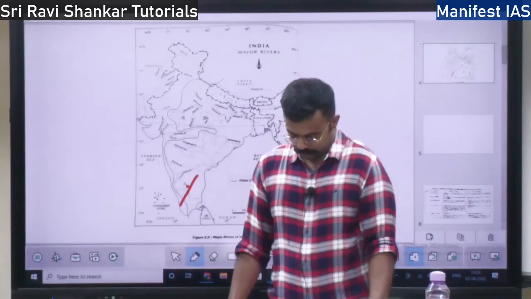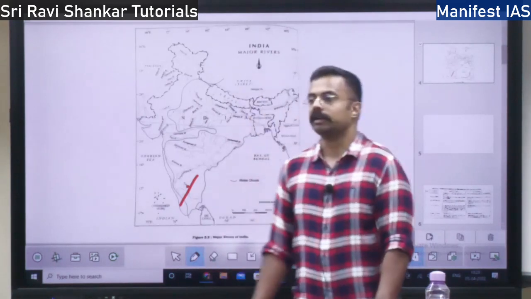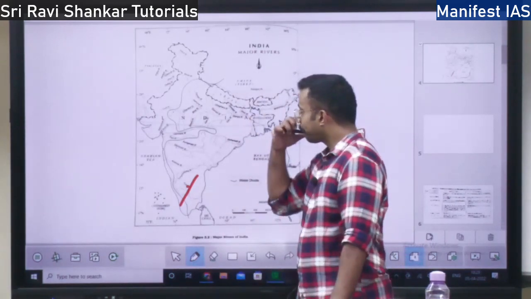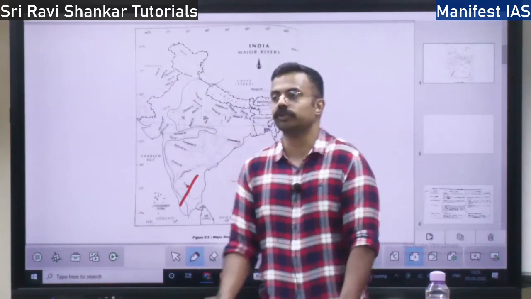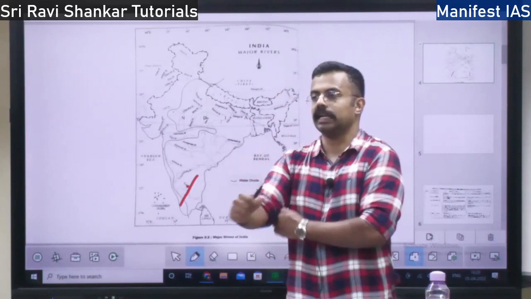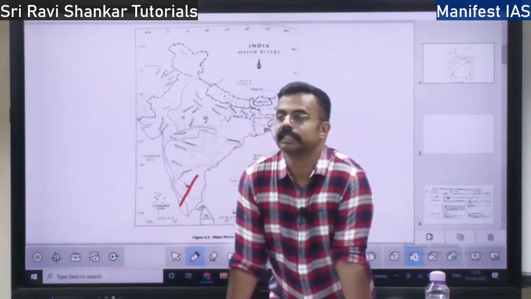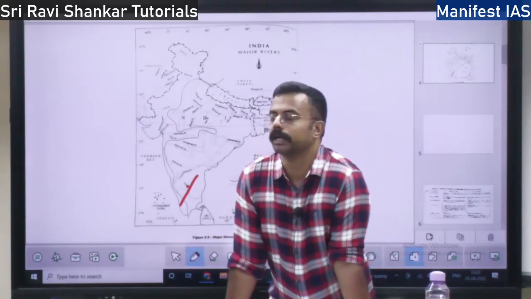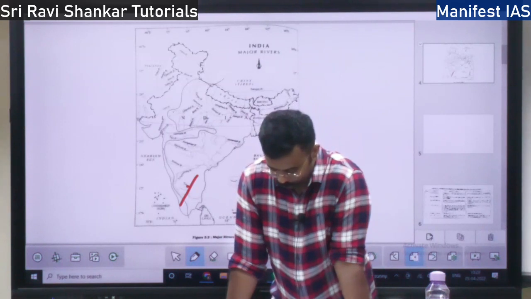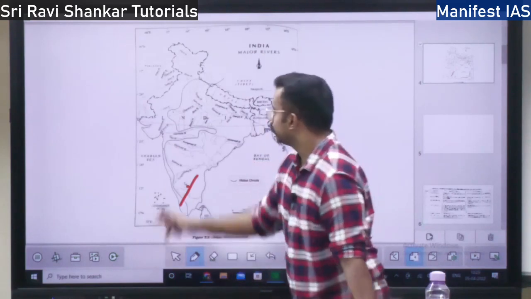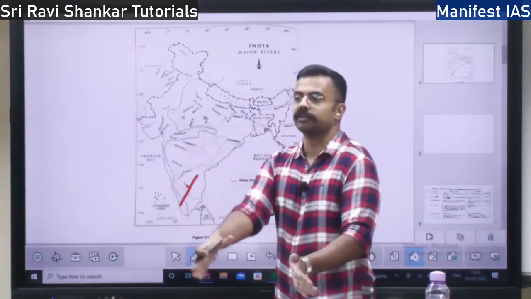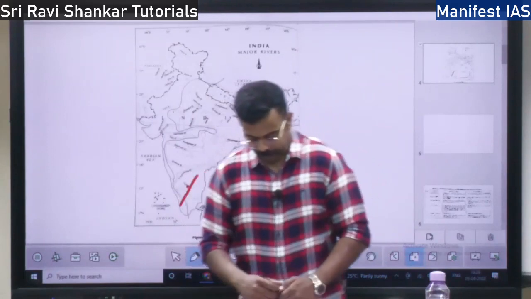Next you have the Narmada River. So where does it originate? This flows into the Arabian Sea, right? It originates in the Amarkantak Plateau, which is in Madhya Pradesh. It flows in the Rift Valley between Vindhya and Satpura, right, in the Rift Valley?